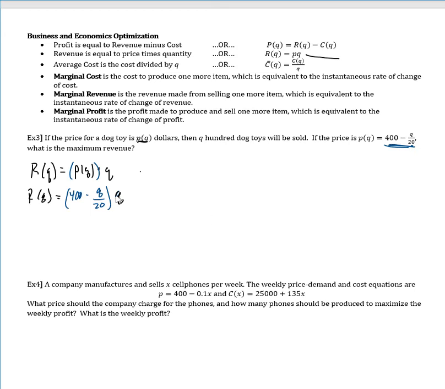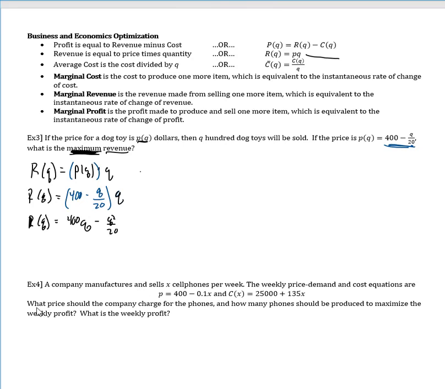If we're trying to maximize revenue, let me underline that. I want to maximize revenue. We know whenever we see maximize or minimize, we want the function that they're considering, which is what we have now, and then afterwards, to find its derivative and set it equal to 0. This is no big deal. I'm going to distribute the Q. So we have R of Q is 400 Q minus Q squared over 20.